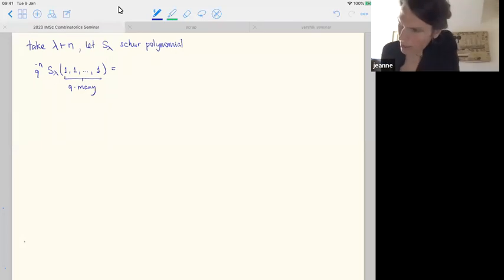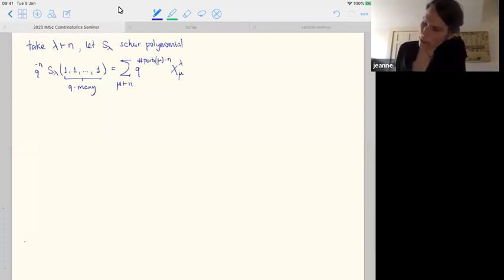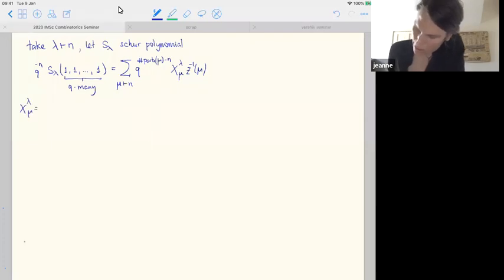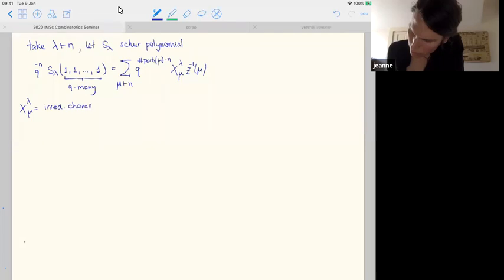One is we can write this using the characters of the irreducible representations of the symmetric group. Namely, we can write this as a sum over partitions mu of n, Q to the number of parts of mu minus n, times a character value chi lambda mu times z inverse of mu, where chi lambda mu is the irreducible character of lambda evaluated at the mu-th conjugacy class.